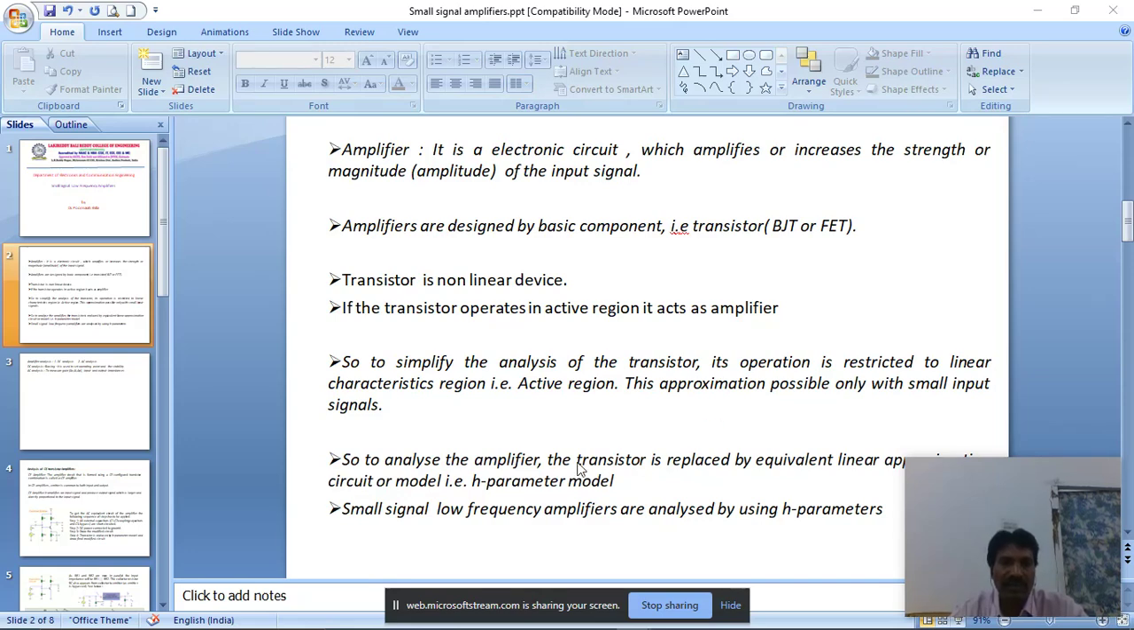So to analyze the amplifier, the transistor is replaced by its equivalent linear approximation model, that is the H parameter model. The small signal low frequency amplifiers are analyzed by using the H parameter model.